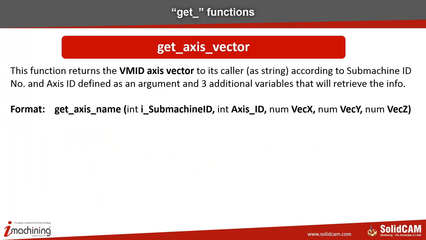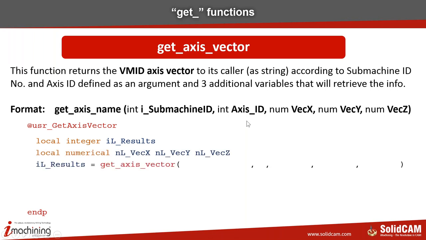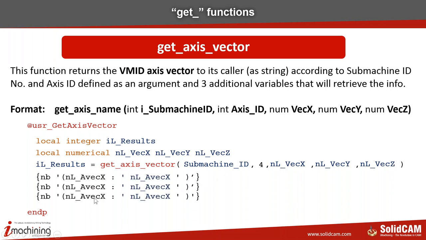The axis vector is a little bit different. You need to put five arguments, okay? The first two are the same as for the previous one, but you also need to put three additional ones, which will receive the values. And of course, here we have an integer as a result. You say get axis vector, and then you give the submachine, the axis ID, and the three vectors that will receive this information. Then you can print it out. Here I actually made a mistake; it should be different, and the output here is actually okay.